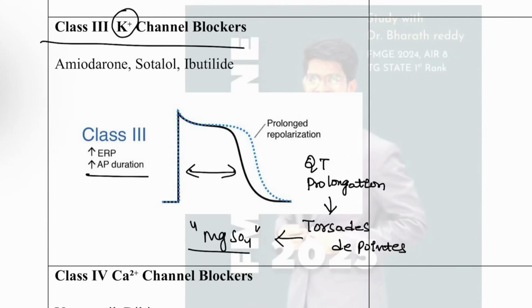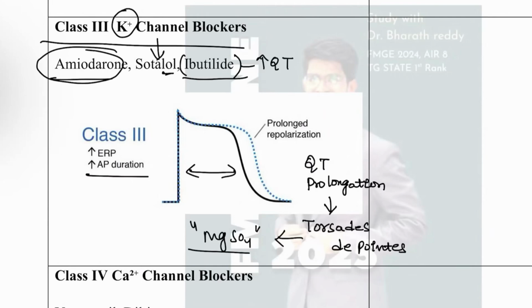And what are the drugs we have? Amiodarone, sotalol, and ibutilide. The one most commonly having a high risk of QT prolongation is ibutilide. This can cause it. Sotalol is a beta blocker, but at the same time it has beta blocker action and also calcium channel blocker action. That's why it is classified as a potassium channel blocker. And amiodarone is very unlikely to cause QT prolongation.